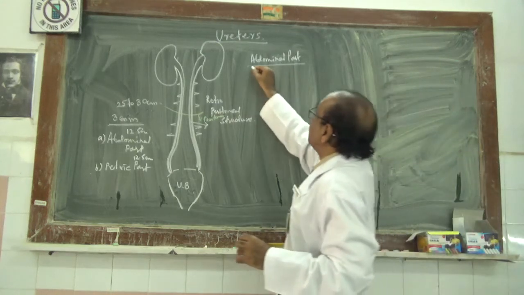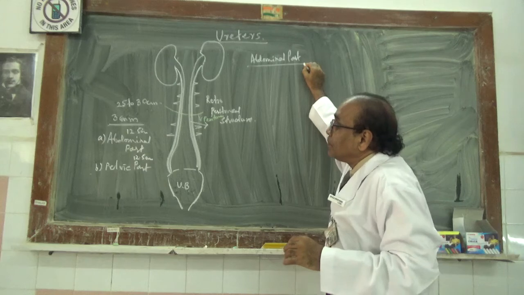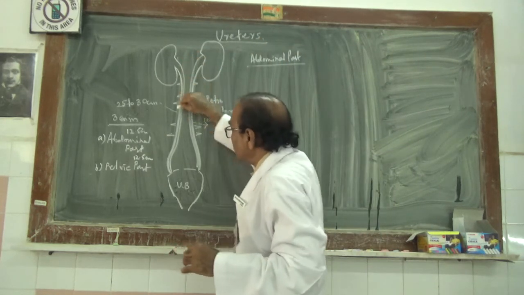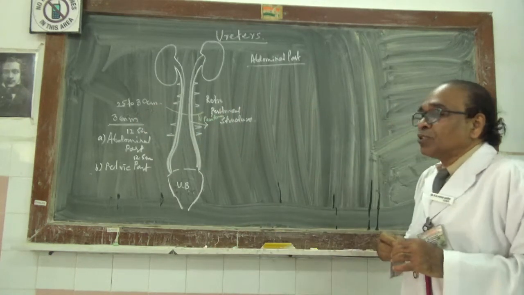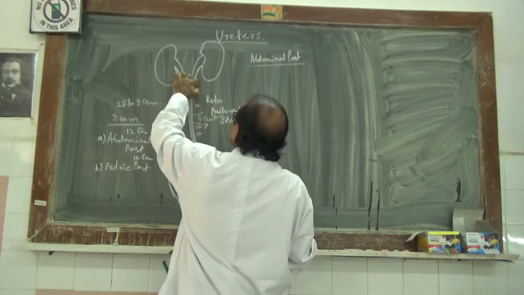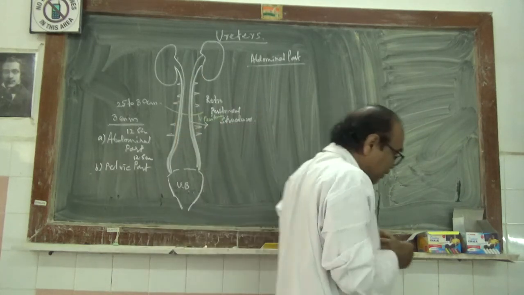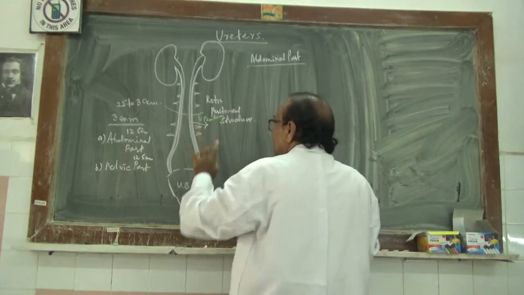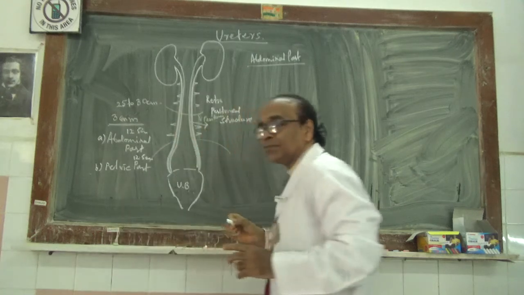Now coming to the abdominal part of the ureter, which runs from the pelvis of the kidney to the brim of the pelvis, having a length of 12.5 centimeter. Initially it is funnel shaped, but as it tapers towards the entry into the pelvic cavity, that is the brim of the pelvis, it becomes narrow.